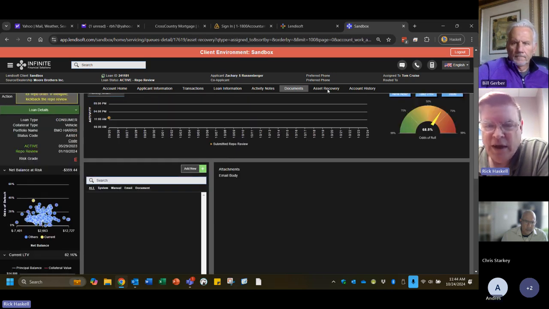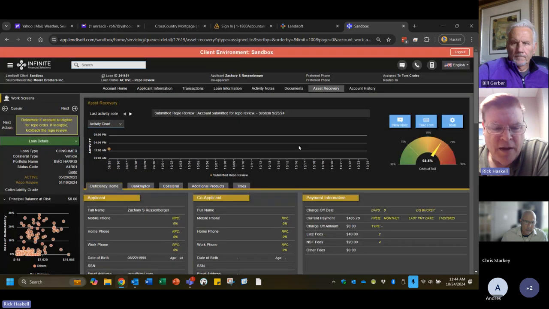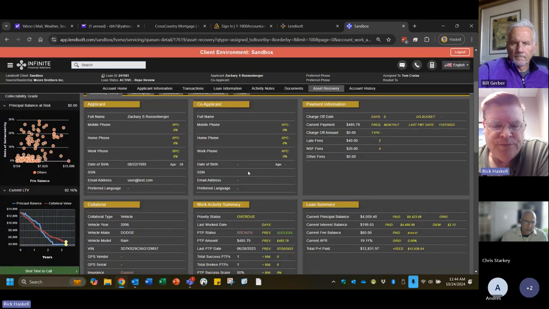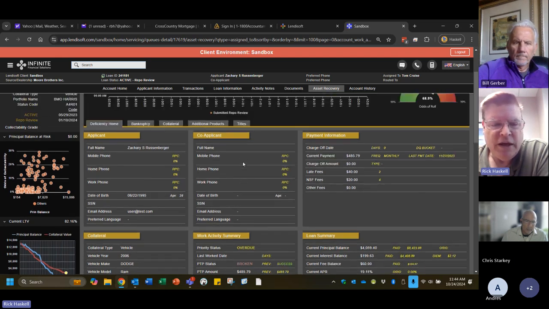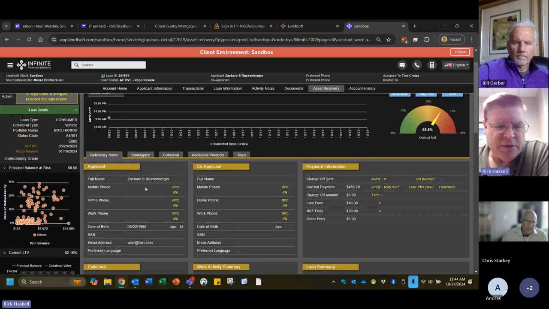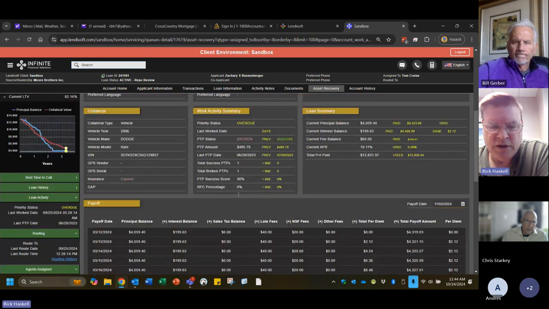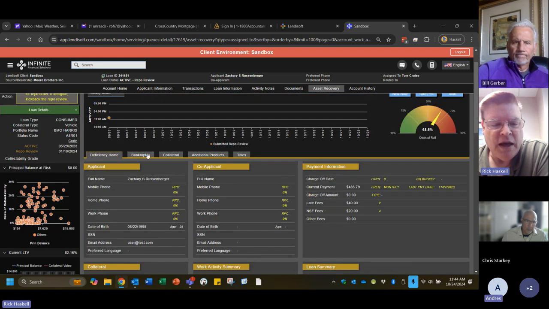Okay. Asset recovery. This is more on the charge-off side. So once the account is no longer active and it got so far past due that they charged it off, then a lot of lenders have a different team working on those accounts. And in this area, some of the lenders are still doing collection calls. So this is the deficiency collection section where they can work those accounts.